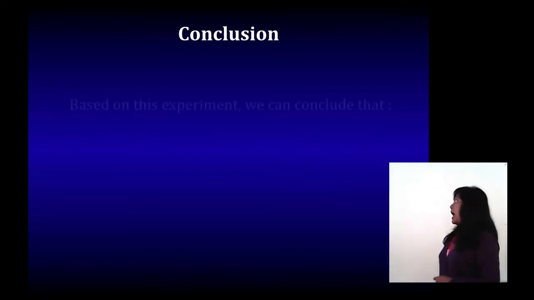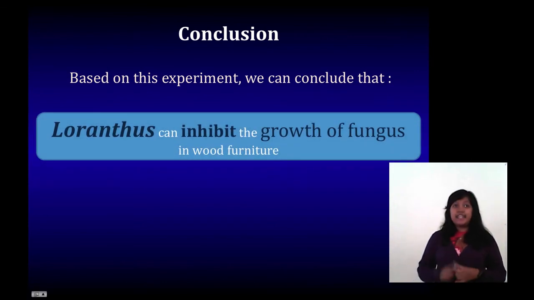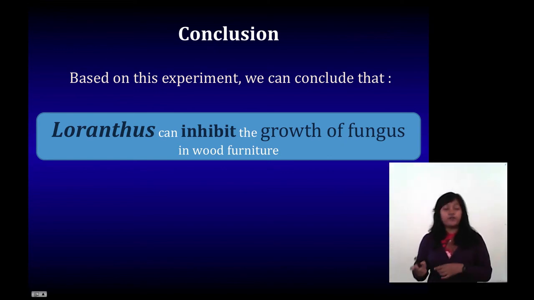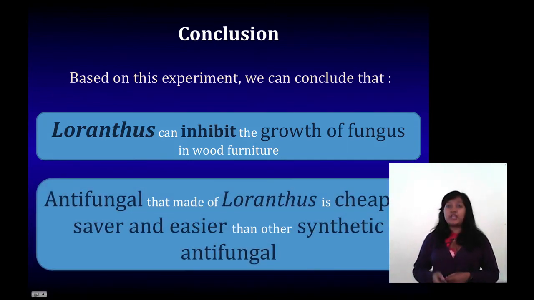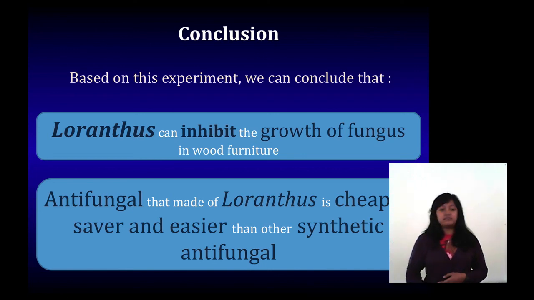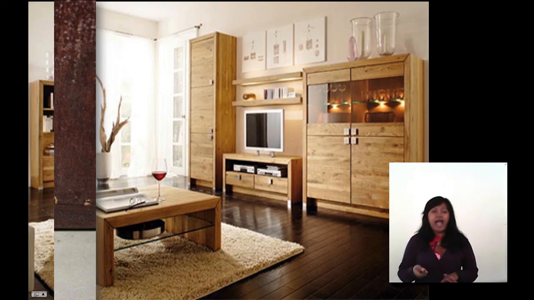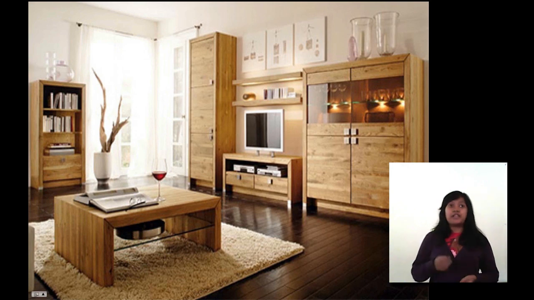This is my conclusion. Based on this experiment, we can conclude that first, loranthus can inhibit the growth of the wood fungi, and the mycelium can be inhibited by the loranthus, and the body of the fungi can be killed by the loranthus. The second one is antifungal that made of loranthus is cheaper, safer, and easier to obtain and make than the other synthetic antifungal. You still remember this picture? This is the picture in my bathroom. Now I have no fear that my wood furniture will grow by the wood fungi.